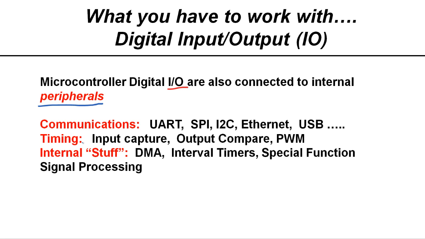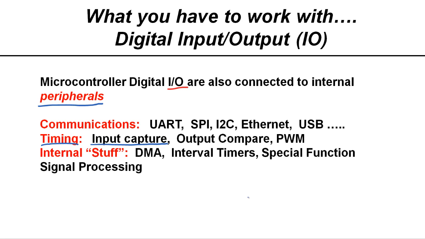Likewise, there are certain times where we have high-speed digital I/O signals, and we could write software over and over again to sit in a loop and read a signal or write a signal. But almost all microcontrollers have that covered for us. They have special timing hardware that can do this for us. So, for example, input capture.